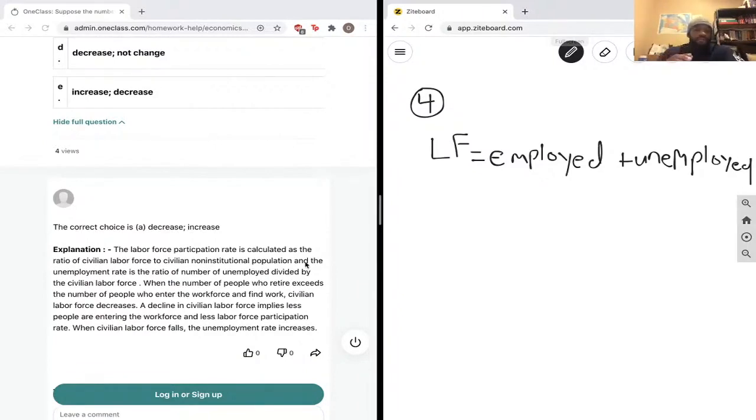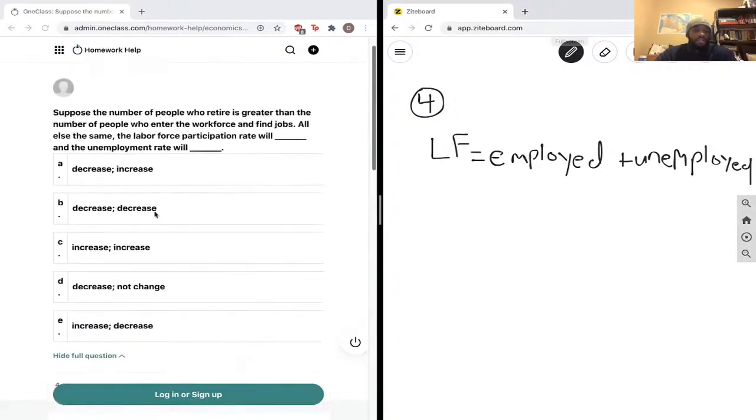When the number of people who retire exceeds the number of people entering the workforce, the labor force decreases. And the decline in the labor force implies that less people are entering the workforce and a lower labor force participation rate. When the civilian labor force falls, as long as the number of unemployed people remain the same, the unemployment rate is going to increase. So the answer here is decrease, increase, and that's option A.